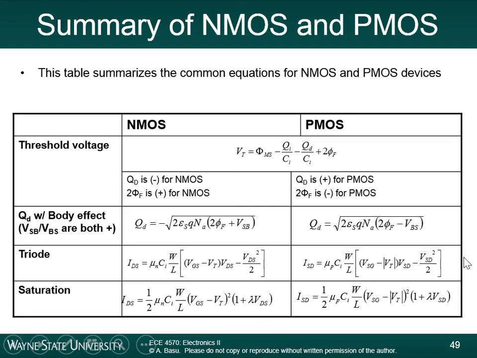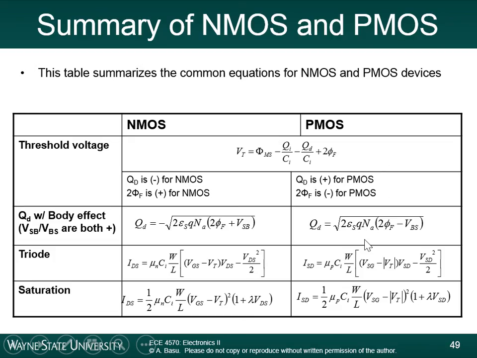This is just so you have the different formulas. I know these can be a little bit confusing, so this is a summary of these mechanisms. The threshold voltage equation is the same for an NMOS or a PMOS device. You have the phi ms term minus Qi over Ci minus Qd over Ci. Remember, these two terms are the flat band voltage. This is the depletion charge term, and then this is the strong inversion term.